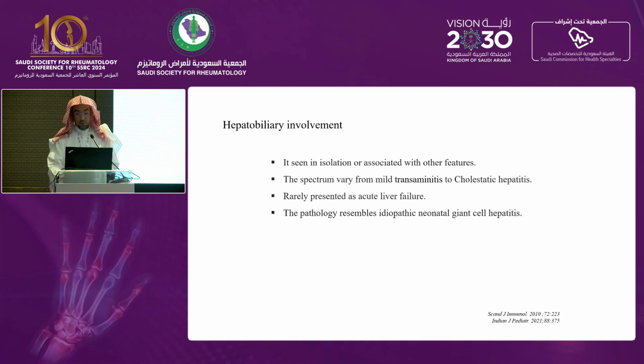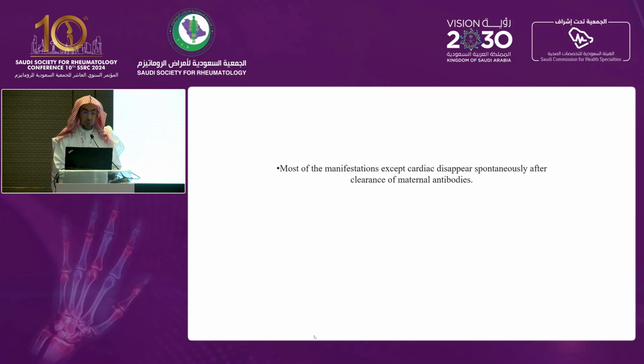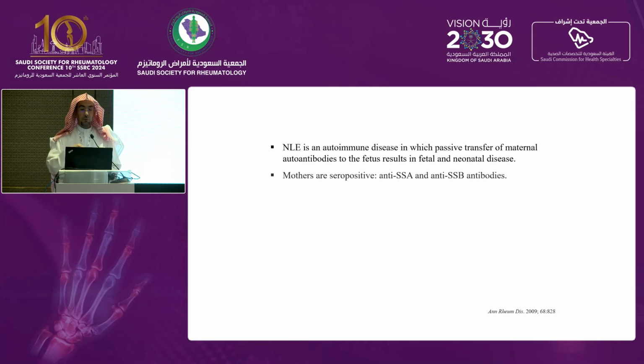We agreed. Now, neonatal lupus is an autoimmune disease in which passive transfer of maternal autoantibodies to the fetus results in fetal or neonatal manifestations. It means the mother should be seropositive, ANA for SSA, SSB. We agreed. Okay. Now, 40 up to 60% of mothers are typically healthy, they don't have any manifestation. And maybe those mothers developed lupus within 3 years of follow-up.